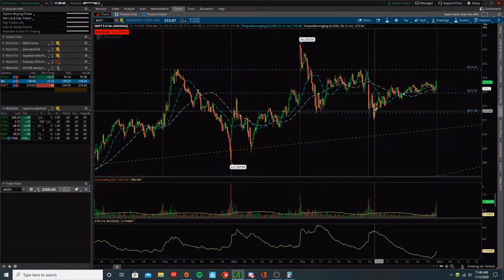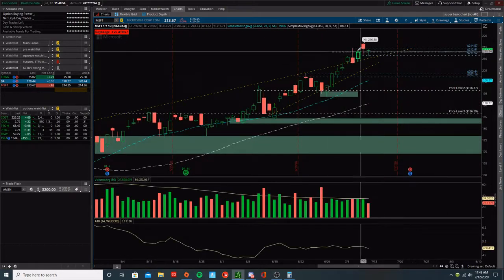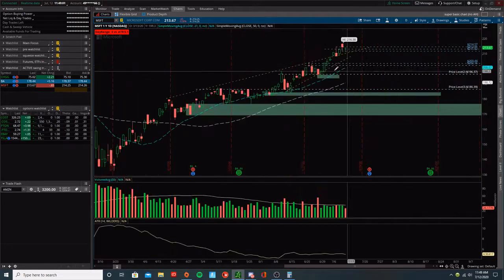Microsoft dumped on Friday and slowly worked its way up throughout the day, but nothing crazy. It didn't break the high of Thursday. It kind of had an inside day. Again, daily chart, I'm happy with the daily chart.